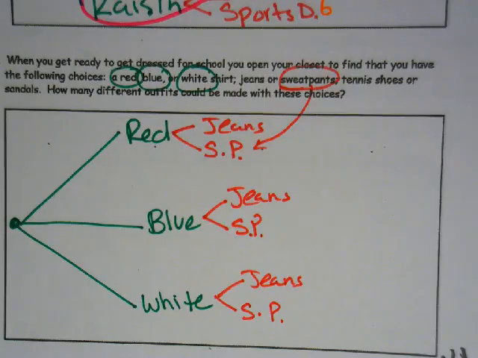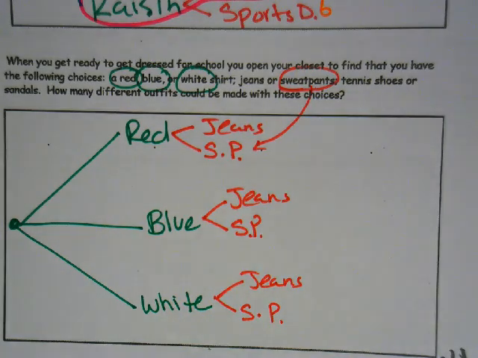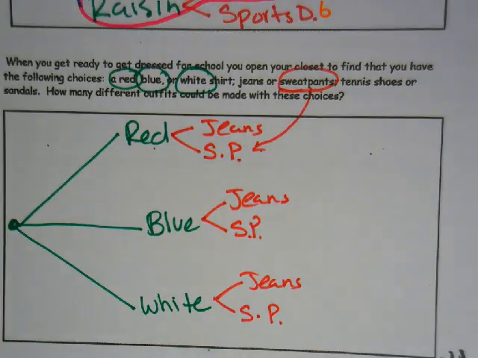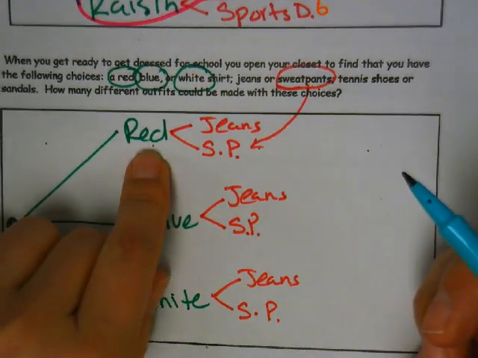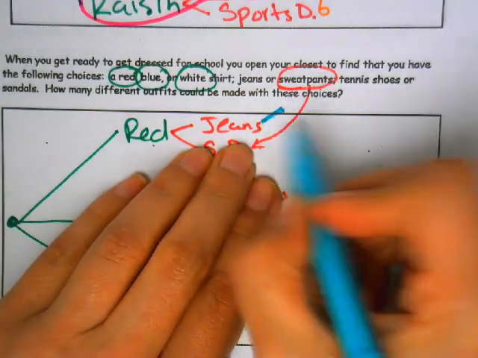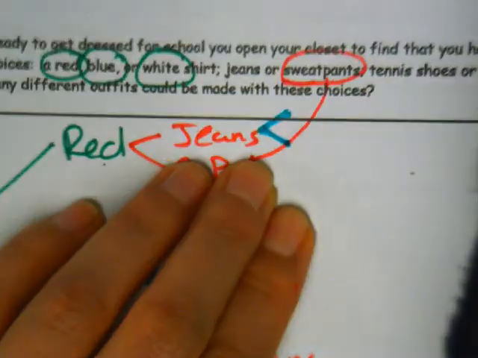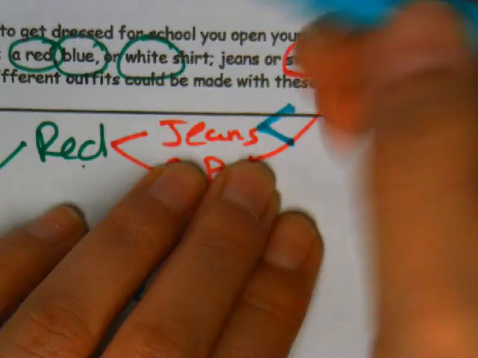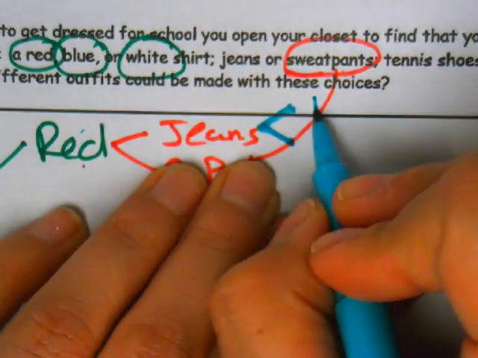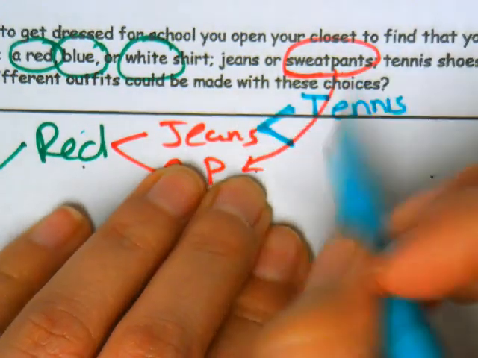Do we have another choice? What's our last choice? Sandals or tennis shoes. So now we're talking about shoes. So top, bottoms, and shoes. Okay, so I could wear a red shirt, jeans, and then what? Shoes. How many shoes do I have? 2. So let's write that down. I can wear red, jeans, and tennies. Red, jeans, and sandals.